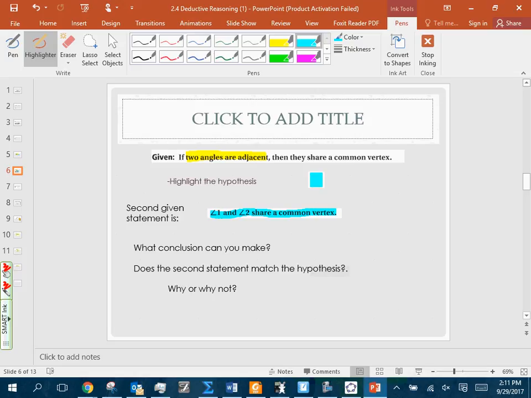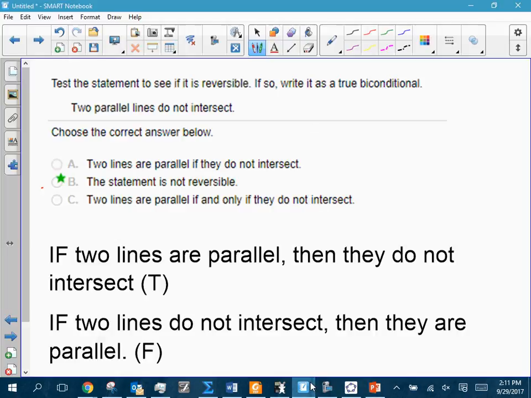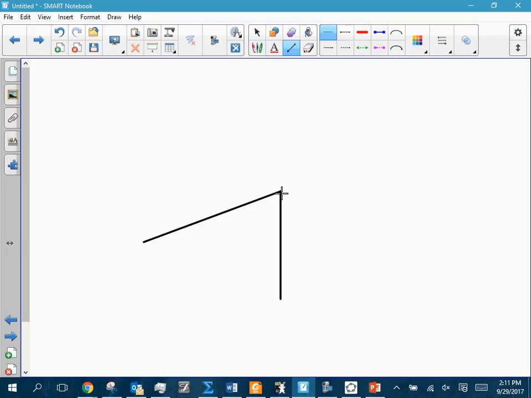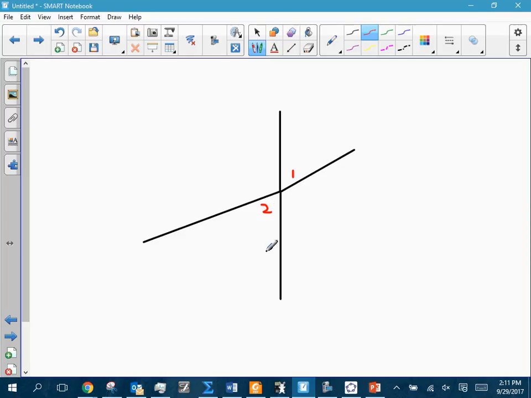Angle 1 and angle 2, if they share a common vertex, they don't necessarily have to be adjacent, because we could have pictures. If this is angle 1 here, and this is angle 2 there, they share a common vertex, they're adjacent, all that kind of stuff. But I could also have something like this, where that's angle 1, that's angle 2, common vertex, but no adjacency, right?